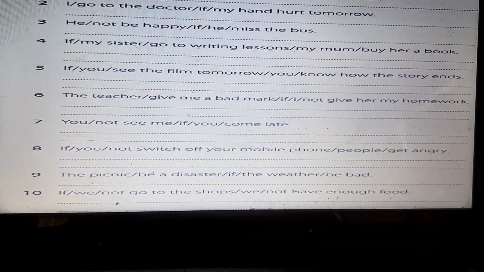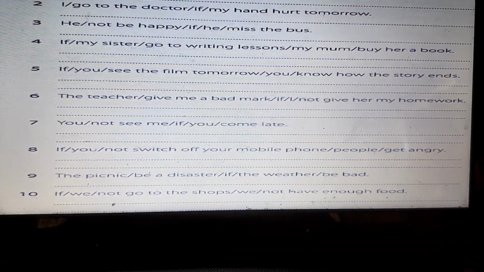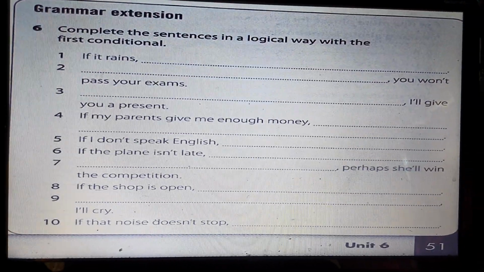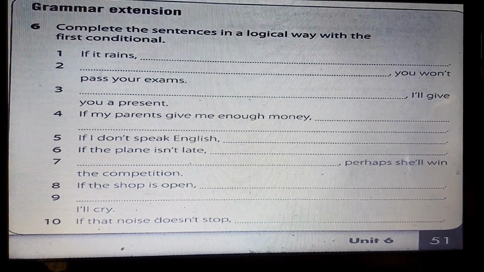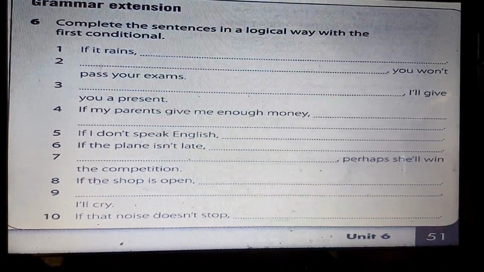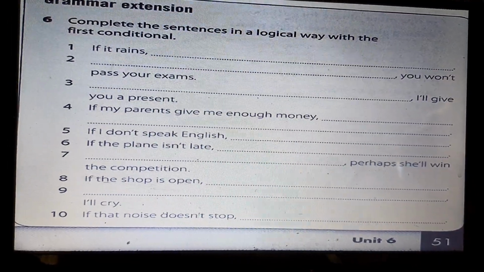Stay with me. We have the last question, okay? Now look at this question. This question is for you. But complete the sentence in a logical way with the first conditional. I'm going to do it with you quickly because we are out of time, okay?